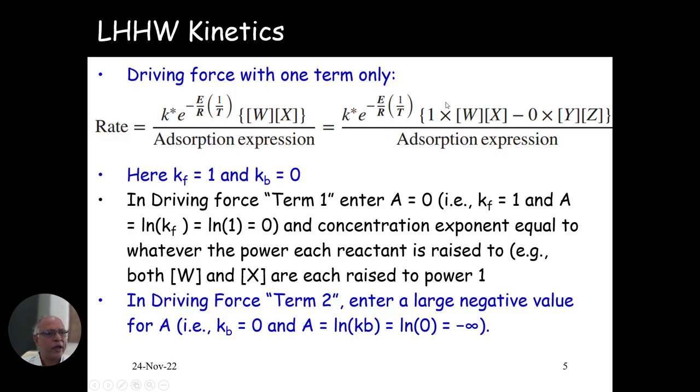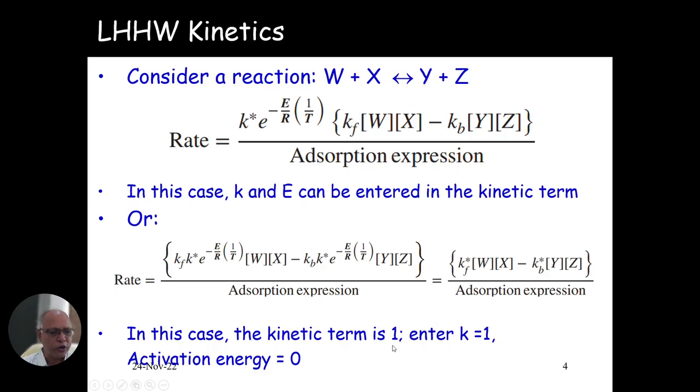Now let us look at the driving force term if you are writing it exactly in this way. Or if you multiply this value inside, now the driving force term will be K into e power minus E by RT multiplied by concentration of W and concentration of X, whatever basis you are choosing to express this concentration, either molarity or maybe partial pressure. In such a case, if you multiply that inside, again the kinetic term will be equal to 1 and you need to set it as 1 and activation energy is to be set to 0.